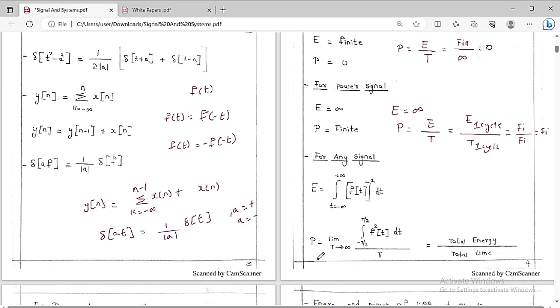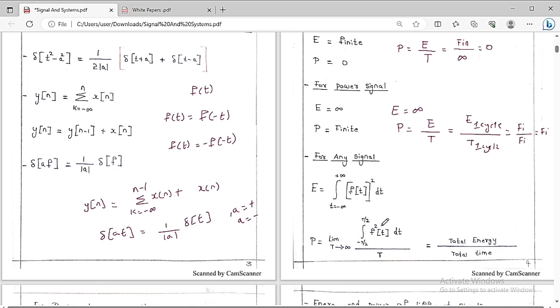I've already told you power is nothing but energy by time. So limit t tends to infinity, integration over one time period from minus t by 2 to t by 2 of f of t whole square dt by t. So this is nothing but total energy by total time. These two formulas you always have to keep in your mind.